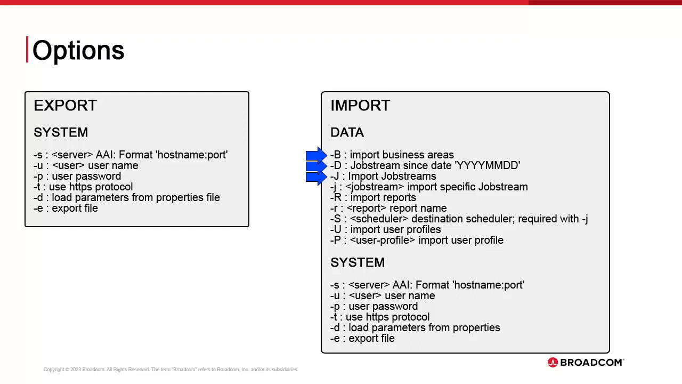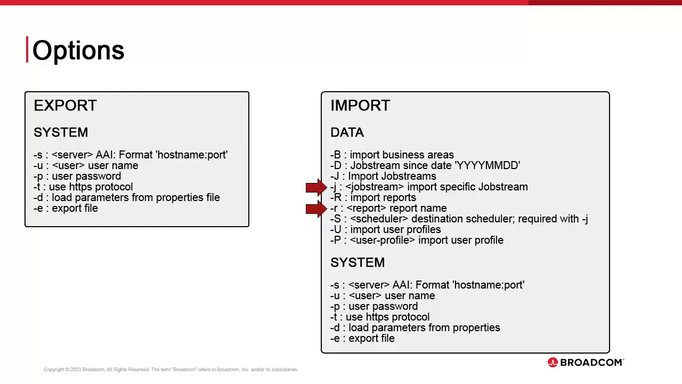Job streams have a logical map to the scheduler, which we won't be able to import since our scheduler is REST API-based Atomic, meaning the scheduler cannot be imported. Without the linked scheduler, job streams will not get imported. -J supersedes this limitation and forces the job stream import. -R imports reports. -S is used to restrict the import for specific schedulers, and -U imports user profiles.